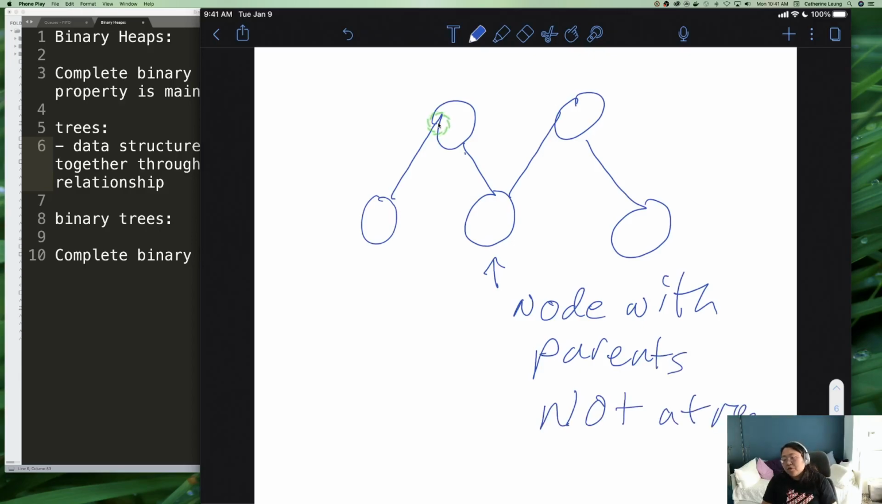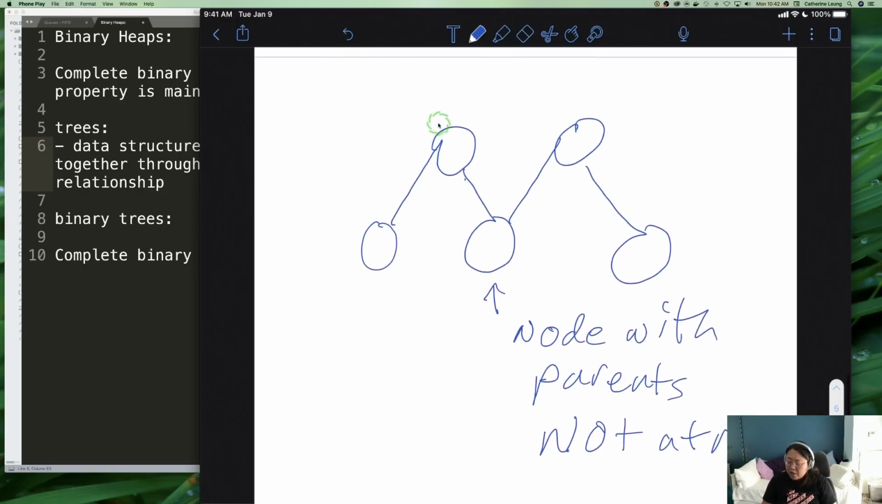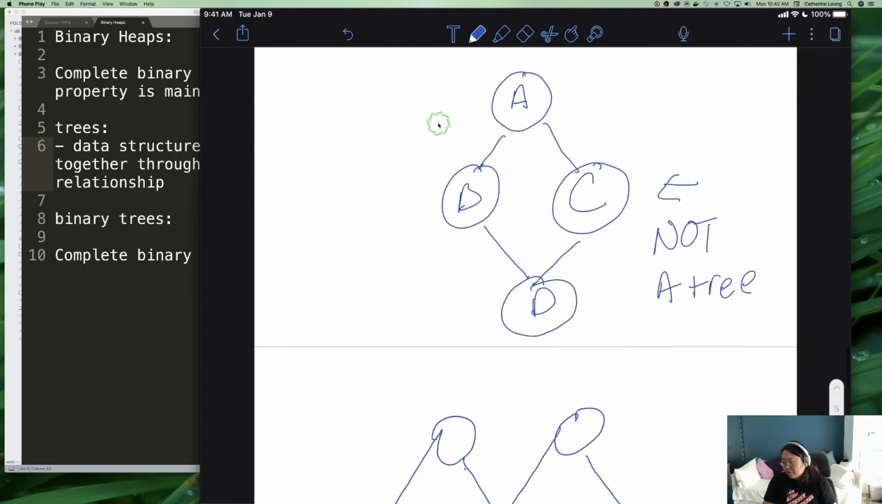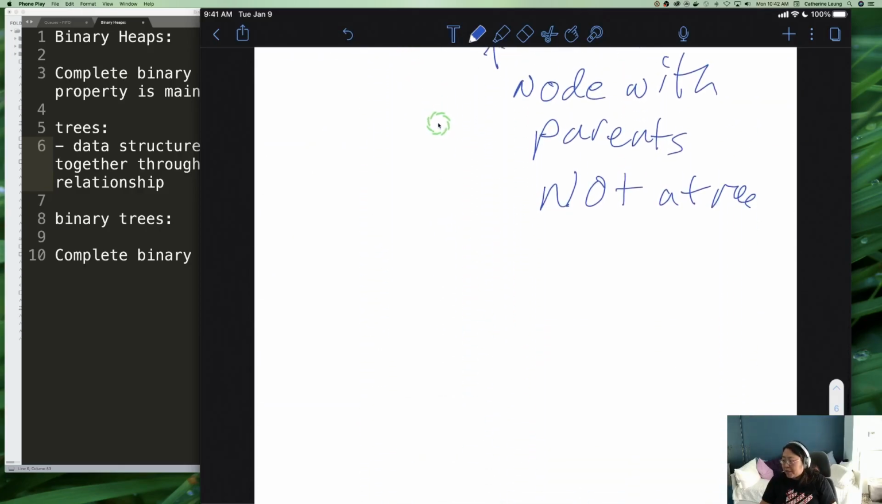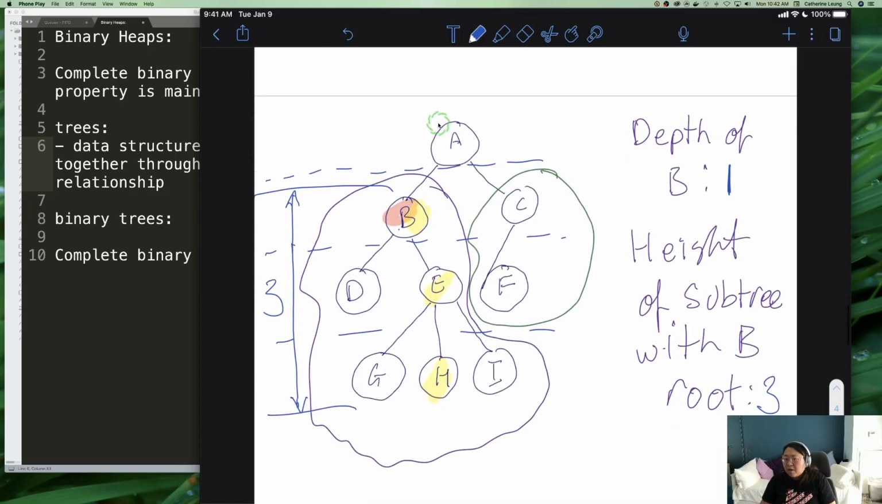You have to be careful about this: when you talk about trees, every node only has one parent. If any node has more than one parent, it's not a tree. D has two parents, so not a tree, right? So we talk about trees as this data structure where you have a parent-child relationship, but for every node there's only one parent. Parents can have multiple children, but every node can only have one parent, okay?